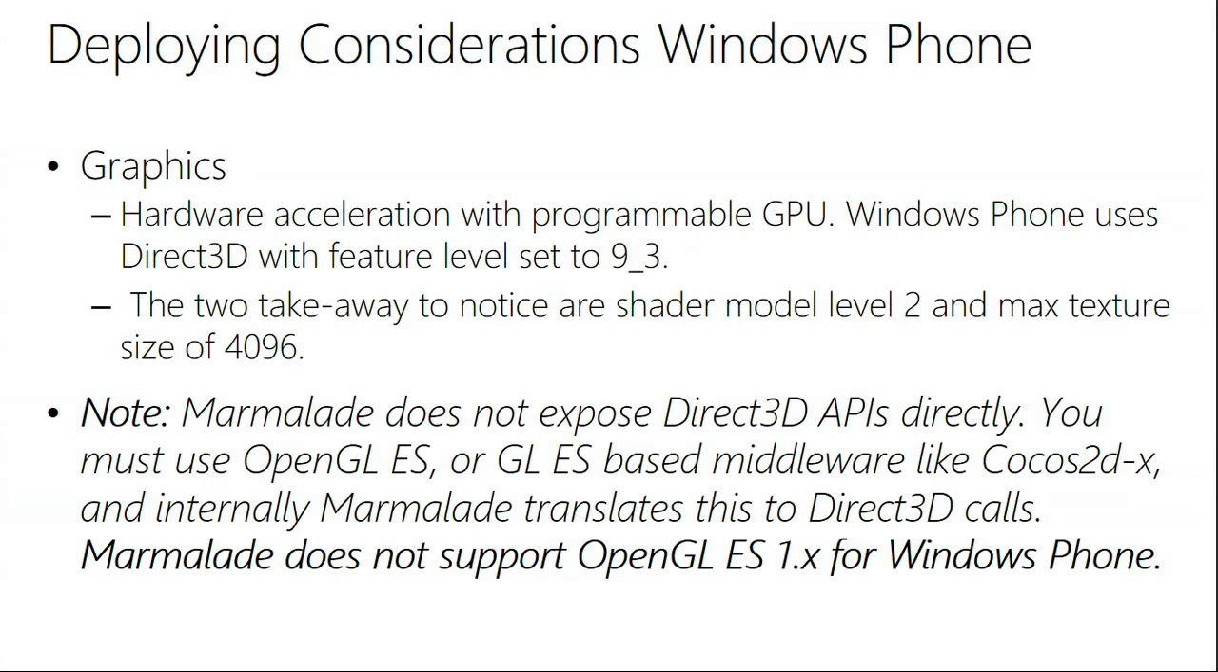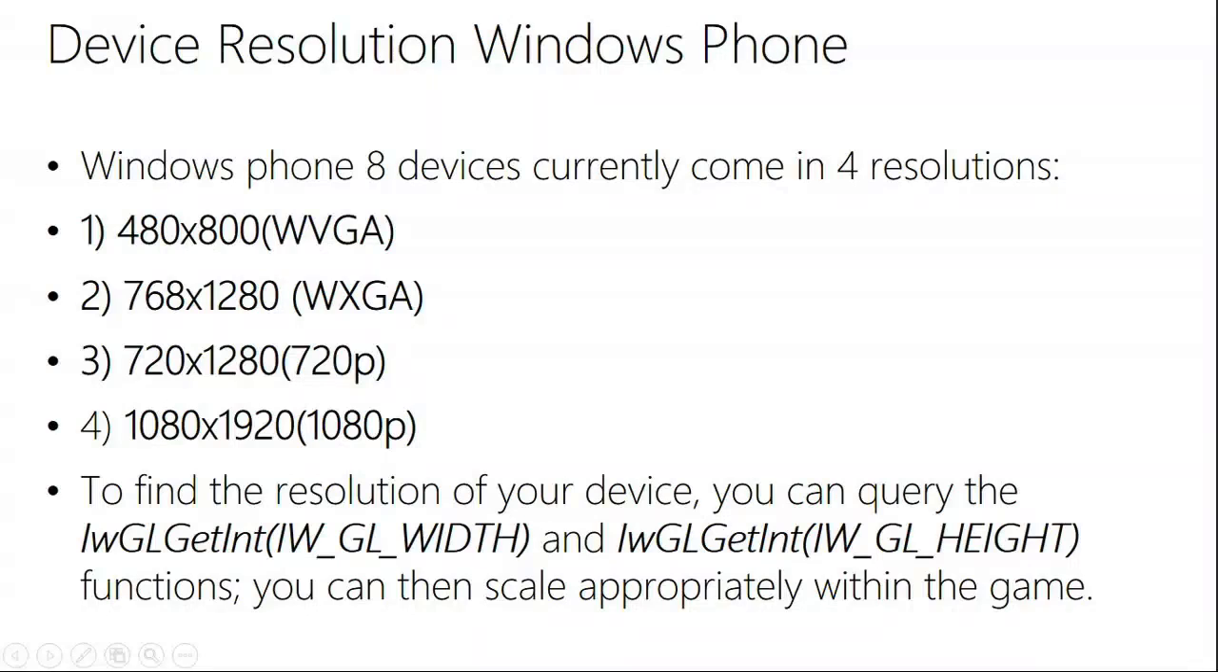Again, two big takeaways is the shader model. So look at shader level 2 and a max texture size of 4096. Again, that's just ensuring that the performance is there. And again, if you're thinking about how Marmalade works, don't get too caught up on the OpenGLES and DirectX issues. Marmalade will deal with that. So don't be over concerned with trying to understand what Direct and Direct 3D and OpenGLES, etc. are. So let's look at the device resolutions for Windows Phone.